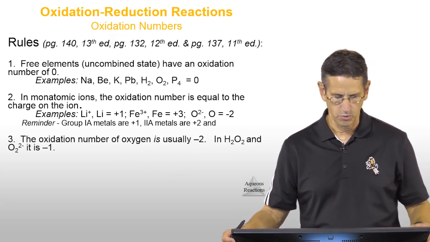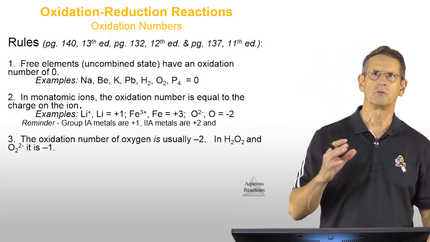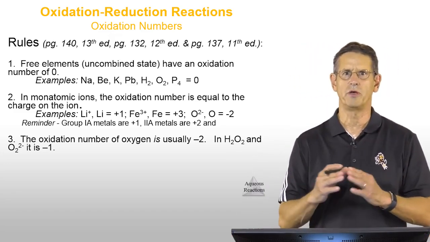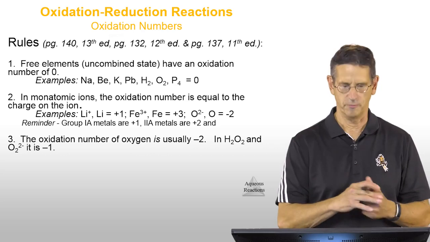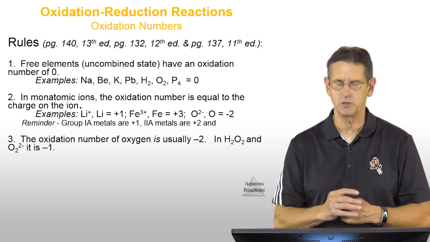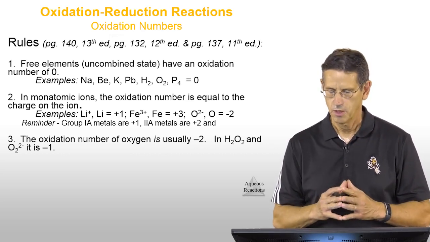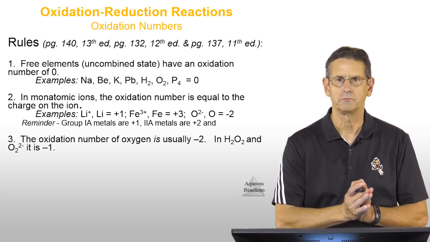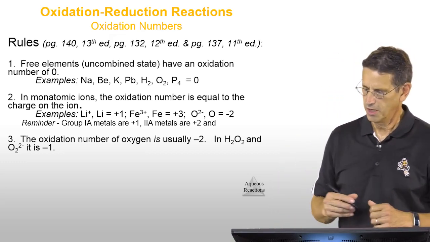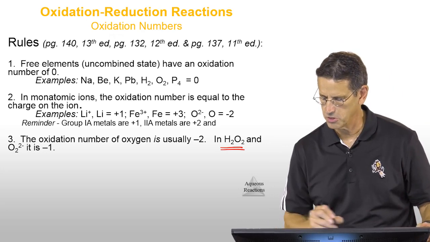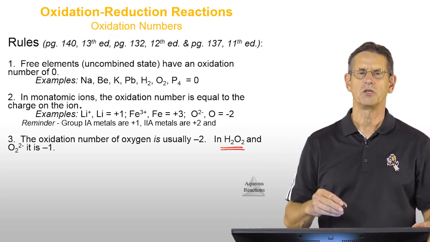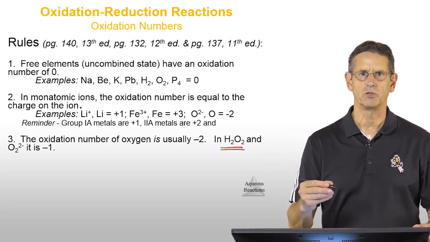All right, rule number 3. And this is, of the rules I'm going to give you, really 2 of them are used most frequently. This is one of them. The oxidation number of oxygen in its compounds is usually -2, except, there's exceptions, in peroxide. So this is hydrogen peroxide. In that case, each oxygen will have a -1.